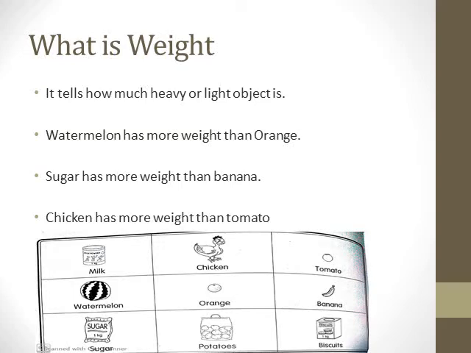Or you can change your words also. Instead of saying watermelon has more weight than orange, you can also say orange has less weight than watermelon. Same for banana has less weight than sugar, or tomato has less weight than chicken. Move to the next slide.